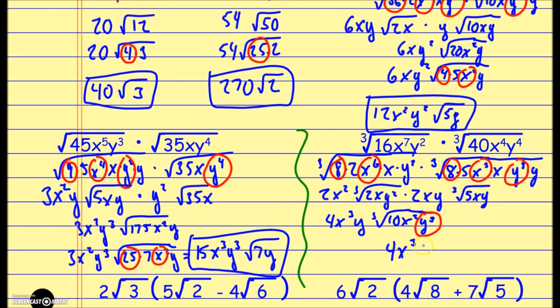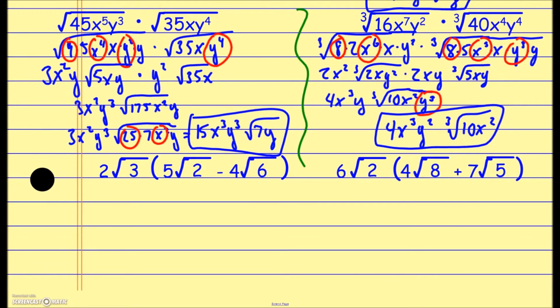The cube root of y to the 3rd is a y, so it goes to the outside and multiplies with the y that's already out here, giving me a y squared. And then under my cube root, I still have the 10 and the x squared. And that's it. So again, the multiplication part here is very, very simple. The thing that causes us trouble is really the simplifying, the thing that we've been struggling with already.